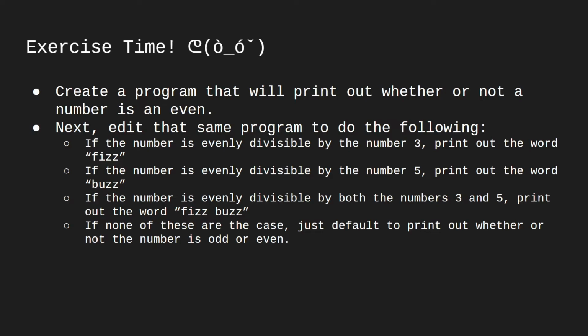So if none of these are the case, just default to printing out whether or not the number is odd or even. Again, this is just an exercise for you to do. We can do this inside of the code segment just to give you a review of how I would do it. There's no right or wrong answer here. You're just trying to build some skills. So don't feel uncomfortable if you get some of it wrong, and make sure you follow along with me if you struggled through this.